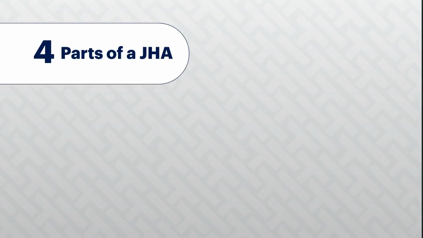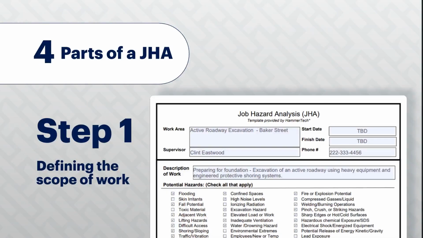Your JHA consists of 4 sections. Defining the scope of work. This step sets the foundation for your JHA. It's more than just naming the job, it's about providing a precise, context-driven description. For example, I have a foundation excavation in an urban, high-traffic area. That's going to present entirely different challenges than if I were in a rural setting.